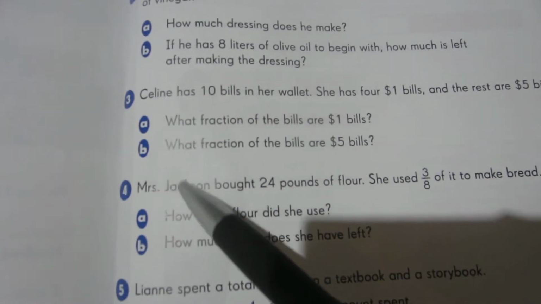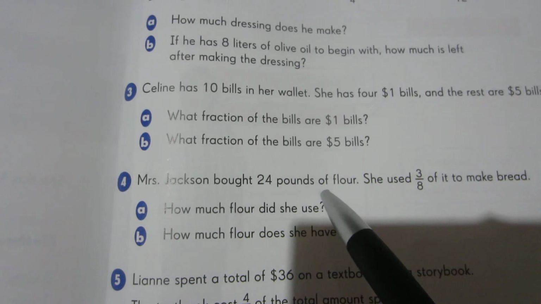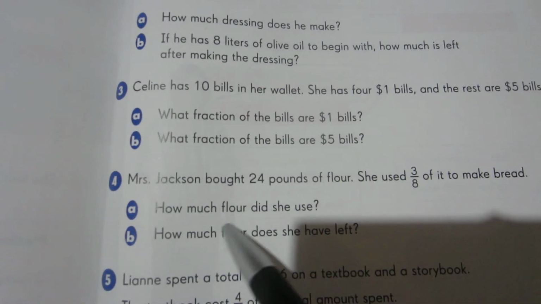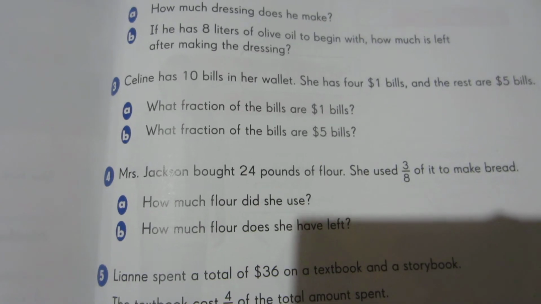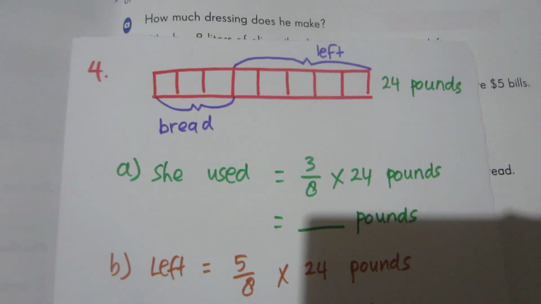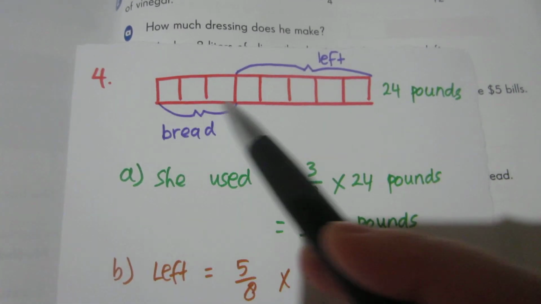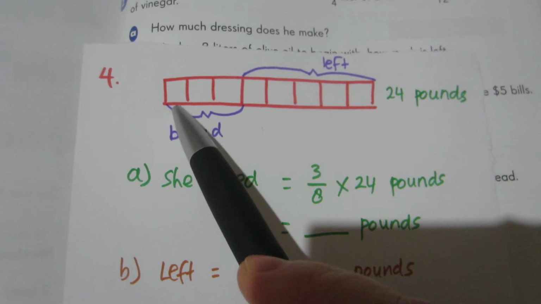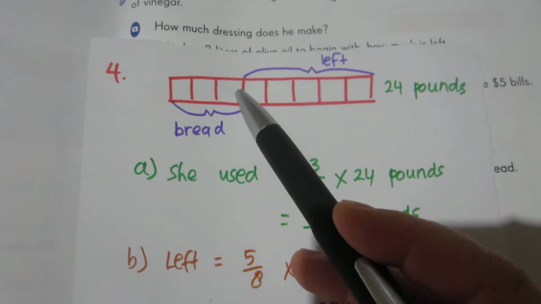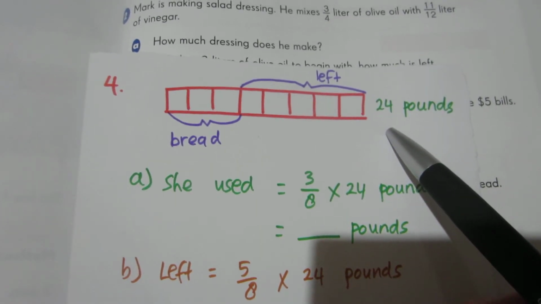Next, number 4. Mrs. Jackson bought 24 pounds of flour. She used 3/8 to make bread. How much flour did she use and how much did she have left? So we make the bar model. We divide it into 8, and she used 3/8, so this one is already used for bread, and this is the leftover, and then the total is 24 pounds.